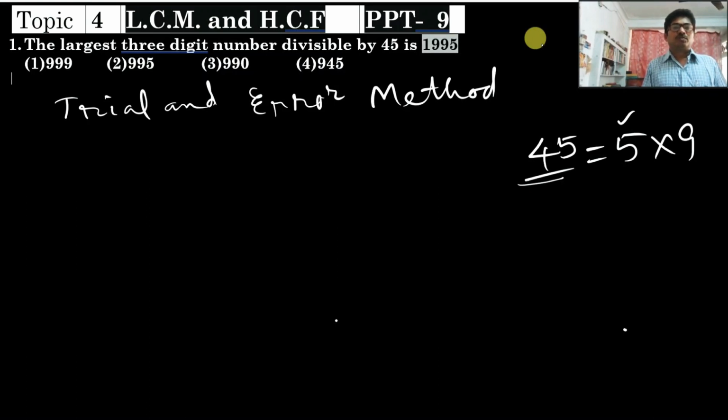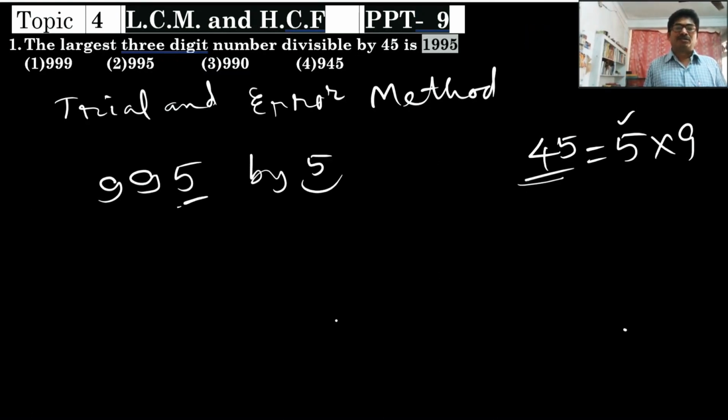So in this, the second one is the largest number. We can check this first. This is divisible by 5 because the last digit is 5. The units digit is 5, that's why it is divisible by 5. Next, check with 9. So 9 plus 9 is 18, plus 5 is 23. 23 means 2 plus 3 is 5. So 5 is the digital root.